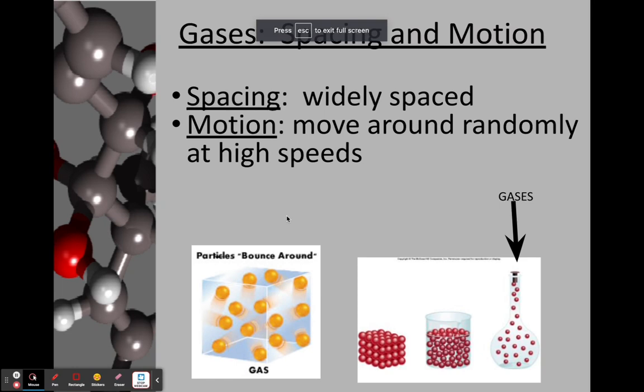And our last one are gases. And the spacing is very wide. You can see that there is way more space in between these particles. And their motion is that they just move around randomly at high speeds. If they're in a closed container, they will bounce off of the container. If they are not in a closed container, sometimes they'll bounce off of each other.